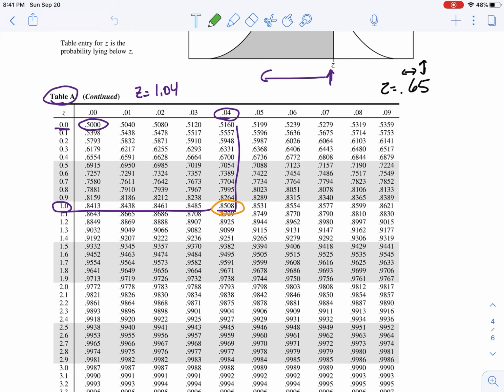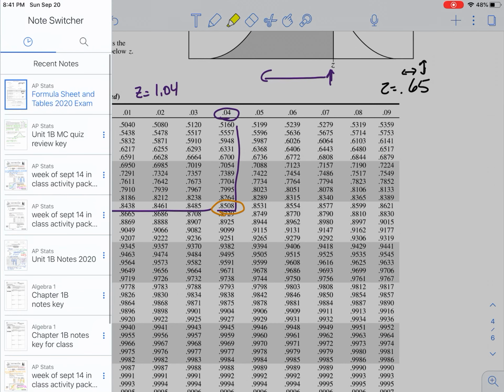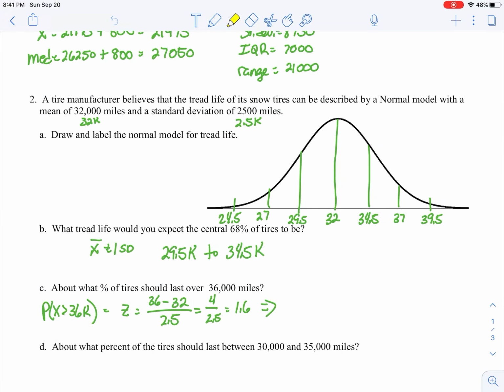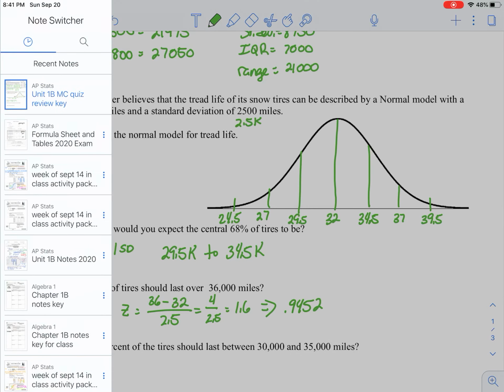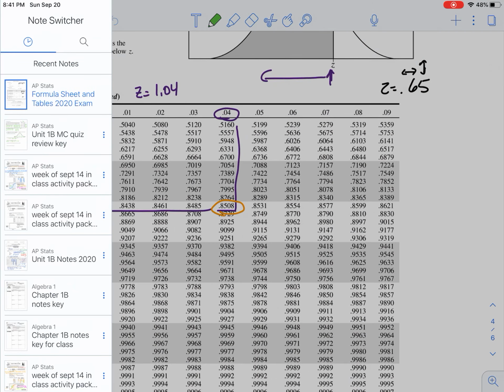Hasn't got too dirty on me. So maybe we'll highlight this one instead. 1.6 lines up with 0.9452. So back to this. I've already forgotten what I said. Was it 0.9452? Man, that's horrible. I better go check that. I'd hate to write a mistake down. 0.9452. All right, I was right.